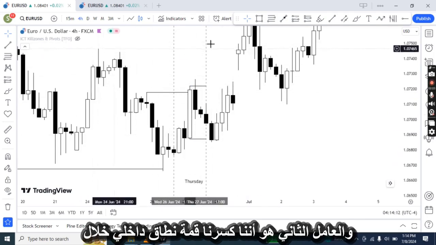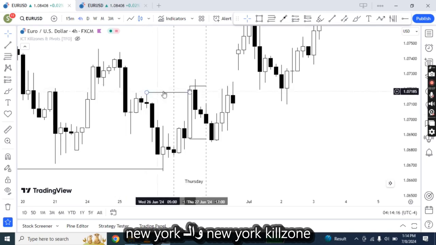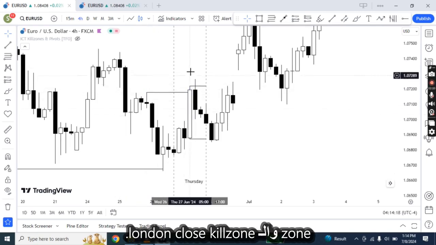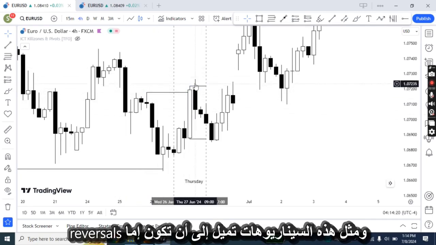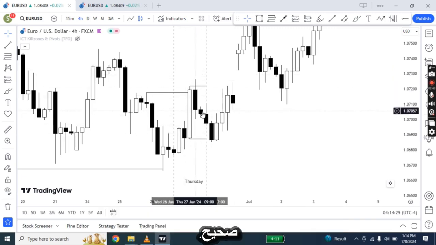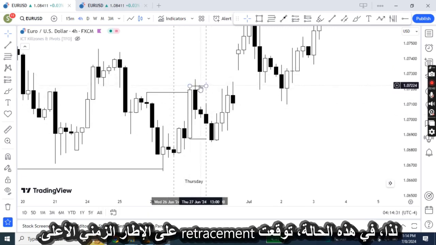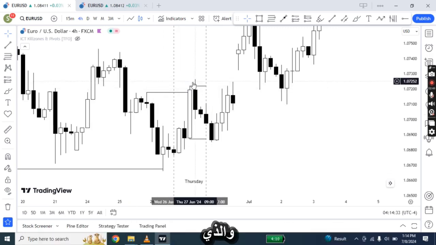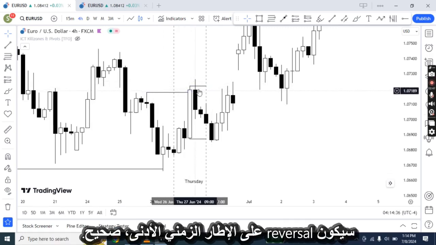And the second factor is that we've taken out an inside range high during the New York kill zone and the London close kill zone, and such scenarios tend to be either reversals or retracements, right? And that's why I expected price to retrace from here on the daily basis. So in this case, I expected a retracement on the higher time frame, which is going to be a reversal on the lower time frame, right?